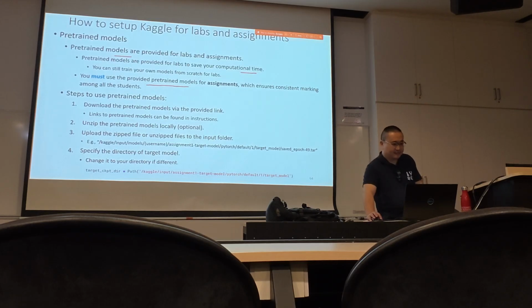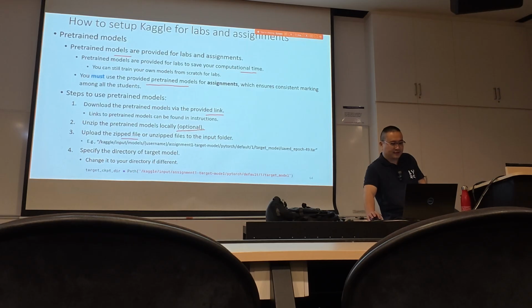So here are the steps to use the pre-trained model. First of all, download the pre-trained model from the provided link. The link can be found in the notebook file. And then you can unzip the pre-trained model locally. This step is optional, because even if you do not unzip it, you can upload the zip file to Kaggle and Kaggle can unzip it for you. Then you upload the zip file or unzipped file to the input folder of Kaggle.